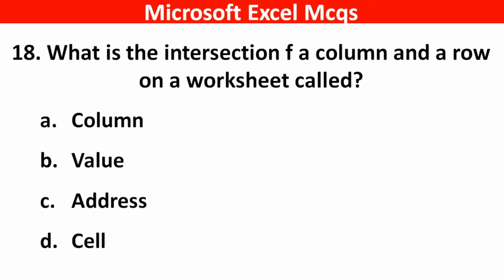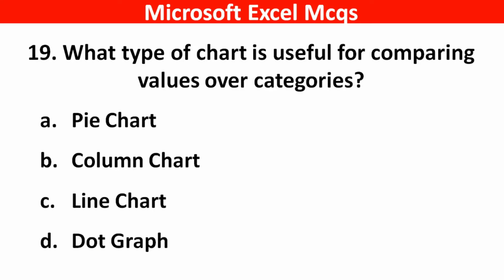Next question, what is the intersection of a column and a row on a worksheet called? Right answer is option D, cell. Next question, what type of chart is useful for comparing values or categories? Right answer is option B, column chart.